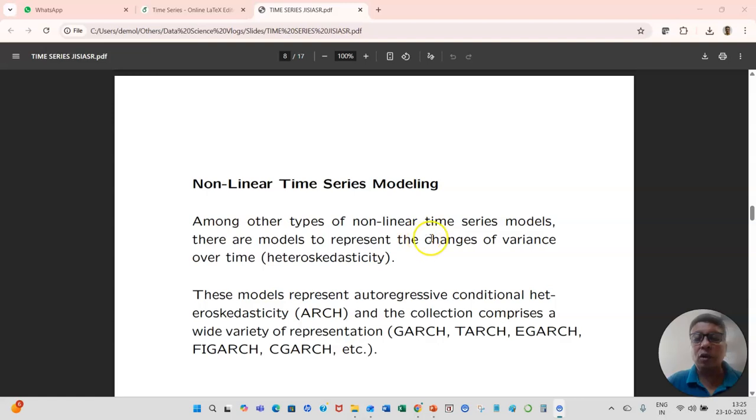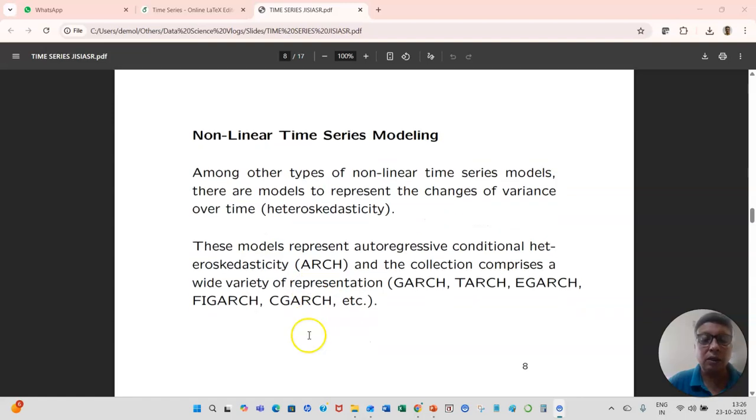Among other types of nonlinear time series models, these are models to represent the change of variance over time, heteroscedasticity. These models represent autoregressive conditional heteroscedasticity, ARCH, and the collection comprises a wide variety of representations: GARCH, TARCH, E-GARCH, F-GARCH, G-GARCH, etc. These are called GARCH models, which are nonlinear in nature.